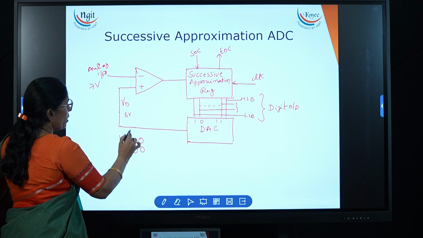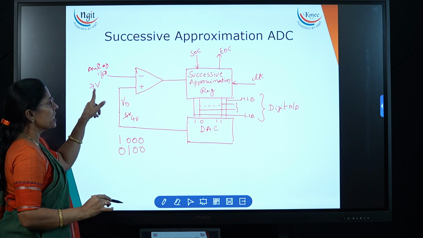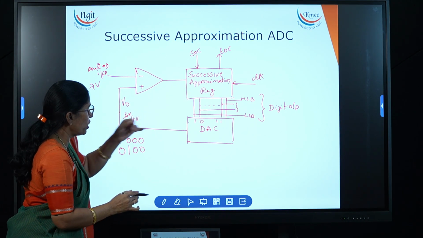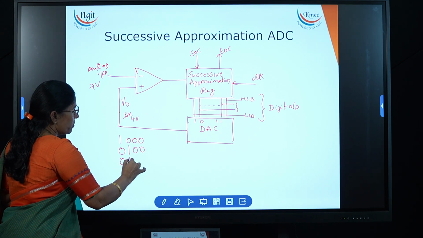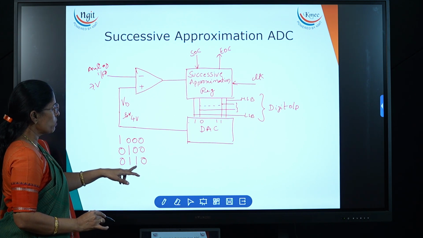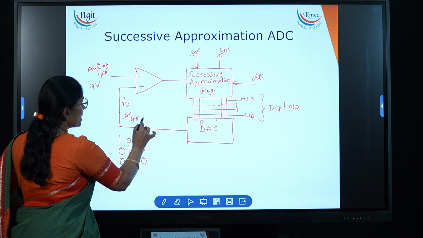So now what is the equivalent value? This is nothing but 4 volts. Now 4 is compared with 7. Now 7 is greater, so the successive approximation will keep the first 2 bits as they are and set the next bit to 1, and the last bit stays as it is. So now what is the equivalent value for this one? This is 6 volts.